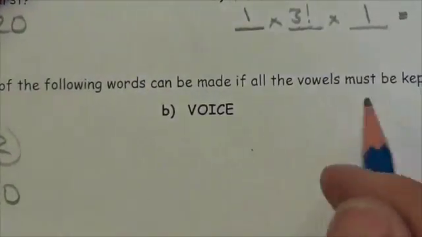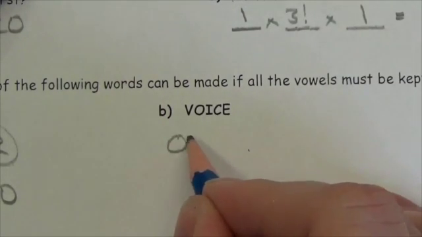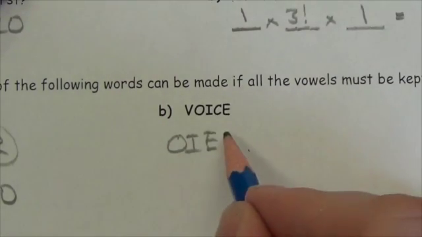Now let's go over here. Let's take a look at this one and look at the word voice. Again, we're going to keep the vowels together. So O, I, E are all together, and then I've got V, C.